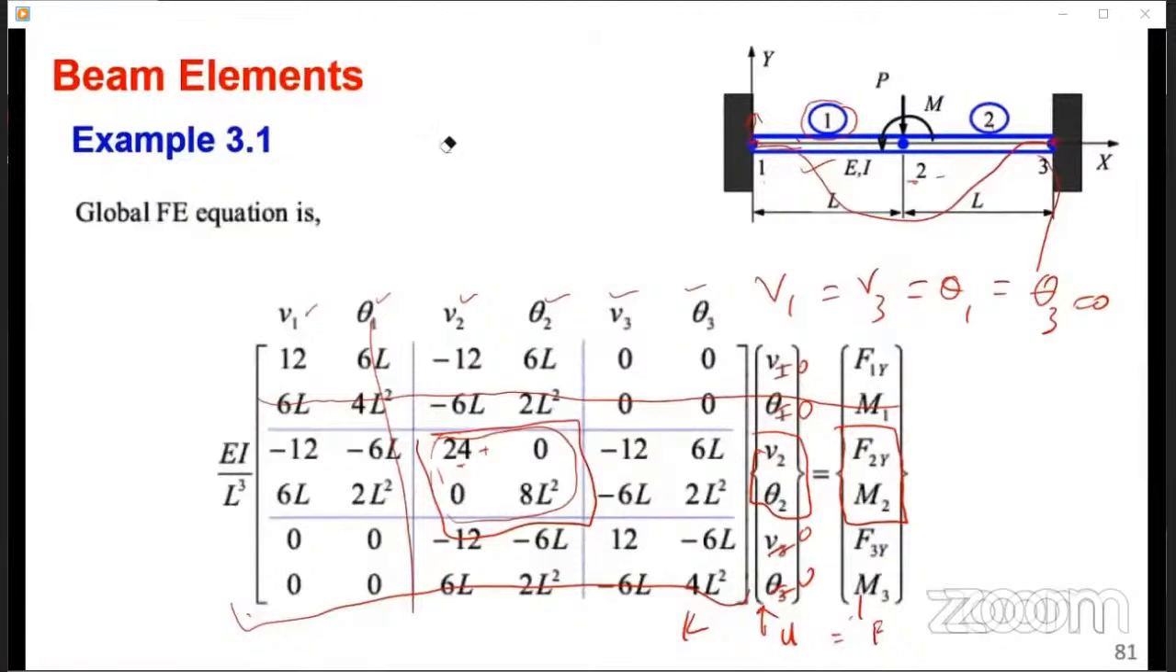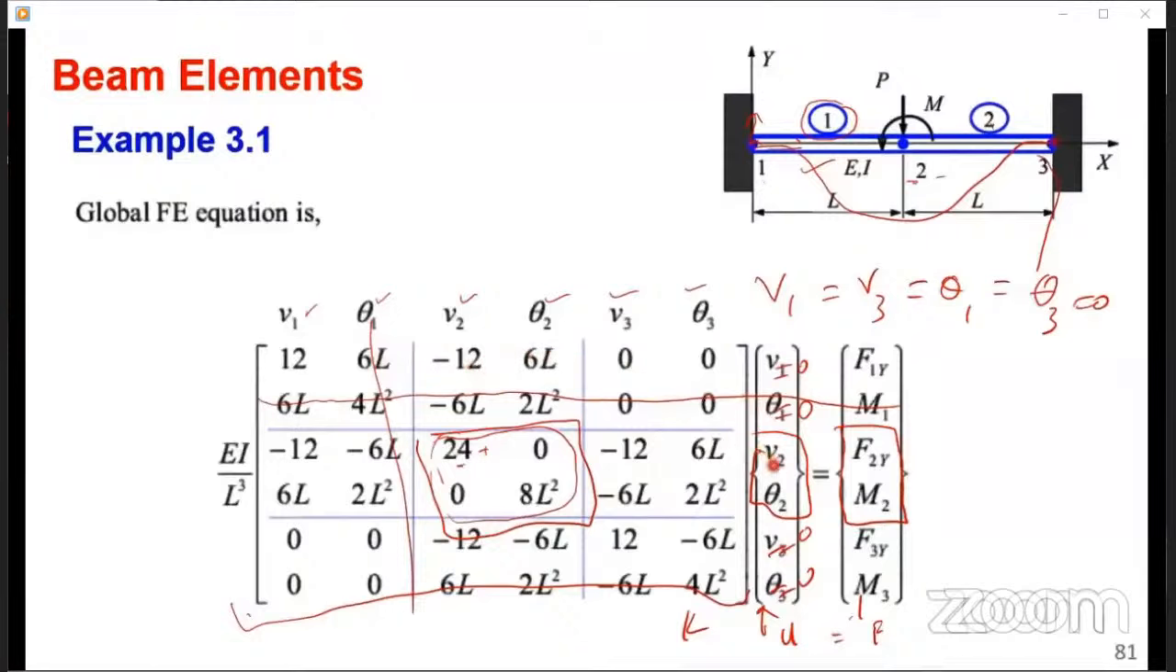What we are saying is, you just have to come here, and as you can see, you have determined this quantity. You have V2, theta 2, you already know V1, theta 1, you already know V3, theta 3, you already know F2, M2. So to get the other reactions, what remains is F1y, M1, F3y, M3. You can just take the top row equation, which is the one that gives you F1y. So F1y is 12 times V1, which is 0, then 6L times 0, minus 12 times V2.